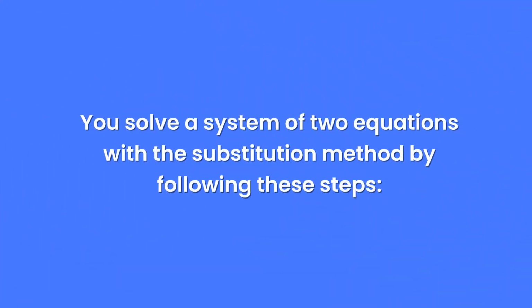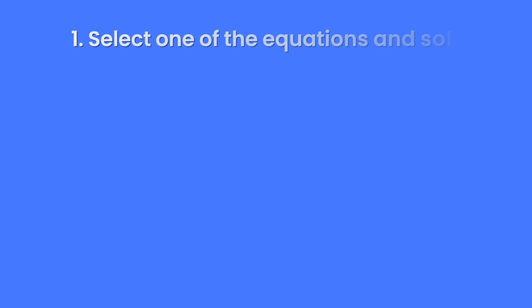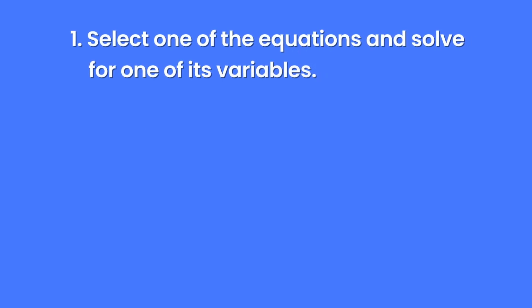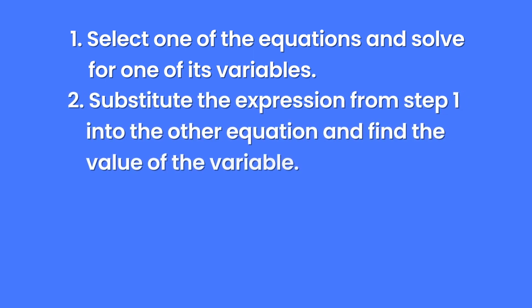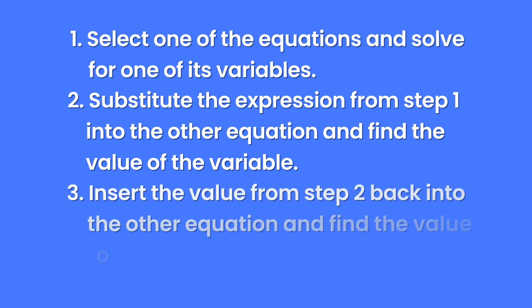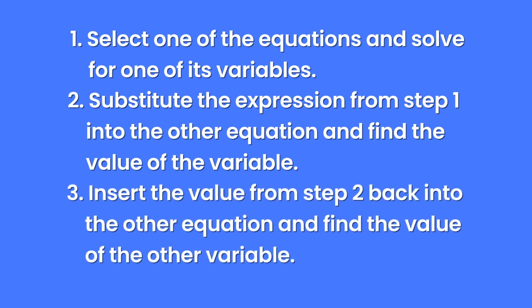You solve a system of two equations with the substitution method by following these steps. 1. Select one of the equations and solve for one of its variables. 2. Substitute the expression from step 1 into the other equation and find the value of the variable. 3. Insert the value from step 2 back into the other equation and find the value of the other variable.